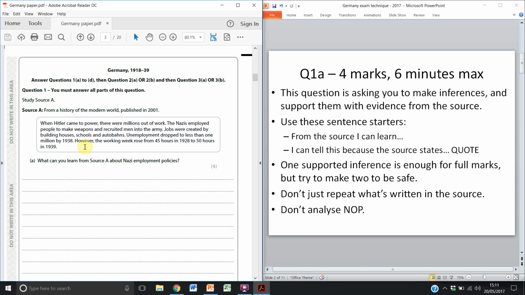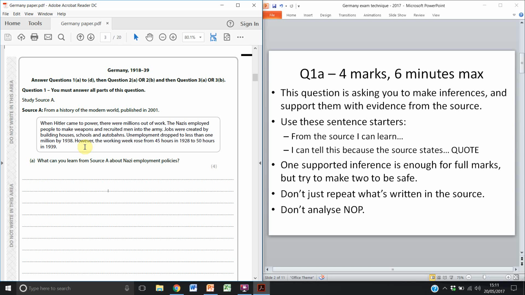So let's have a look at the source itself. It says, when Hitler came to power, there were millions out of work. The Nazis employed people to make weapons and recruited men into the army. Jobs were created by building houses, schools and autobahns.